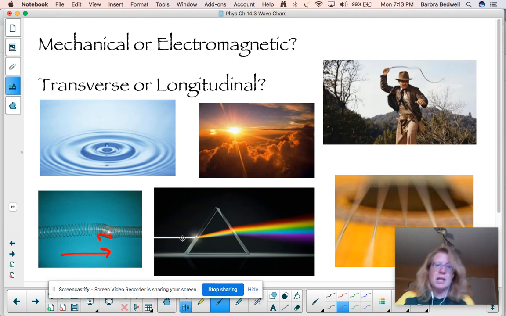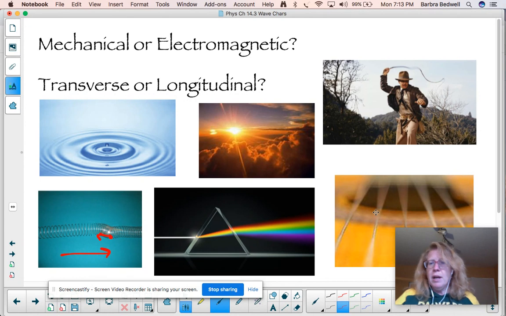This one right here is light traveling through a medium, and here you can actually see that the light is bending a little bit and changing its speed as it travels through these different media. It's traveling through air, and then through a prism or a crystal, and then back through air again. So this is an electromagnetic wave, and it is a transverse wave by definition.